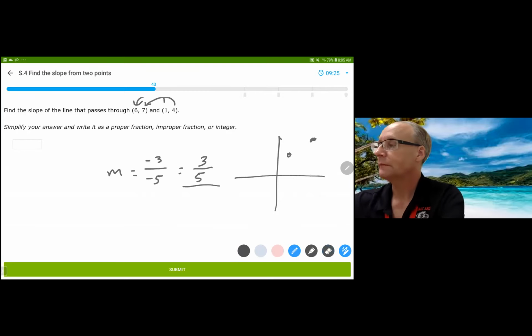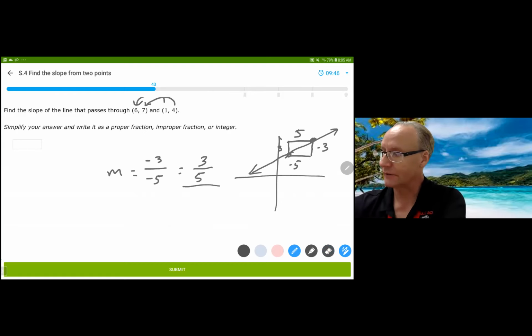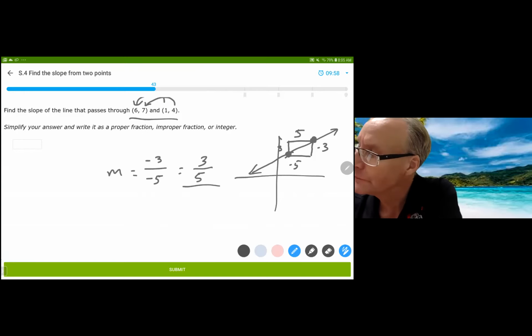Okay, now if I count this direction and I go down 3, I have to go back 5 to get to here. That's down 3, back 5. But I could also go up 3 and over 5, which is 3 over 5. I just wanted to show you that both of these are on the same line. Anyway, you can count your slope either direction. It's usually better to count from left to right, but you can't always tell which one is which when you're just looking at the points.